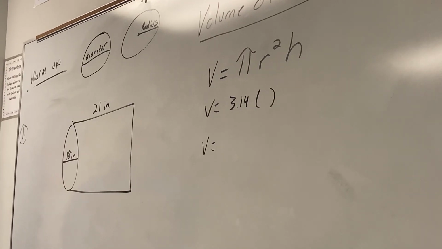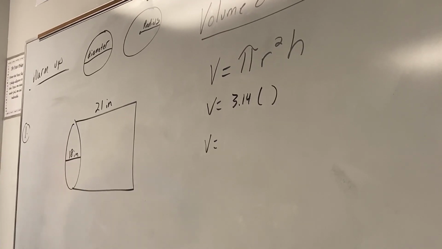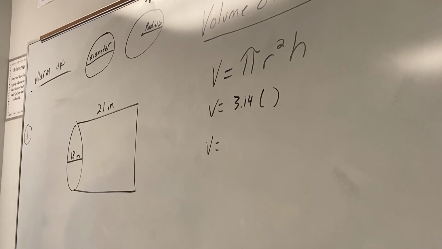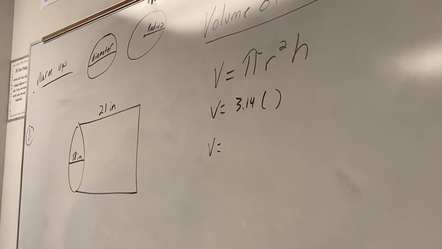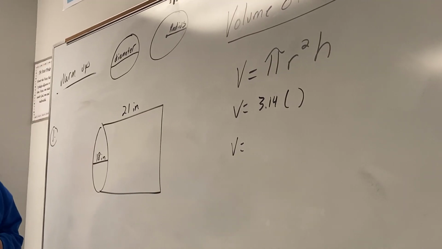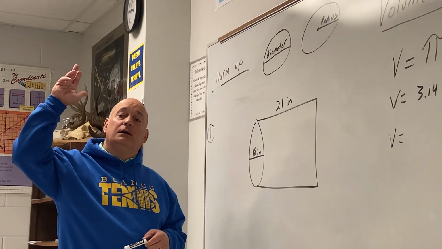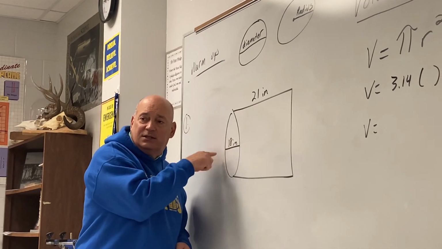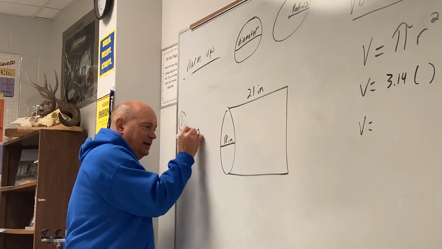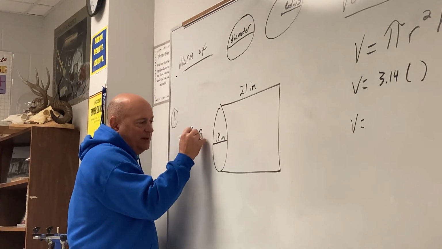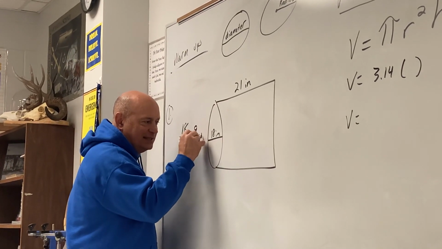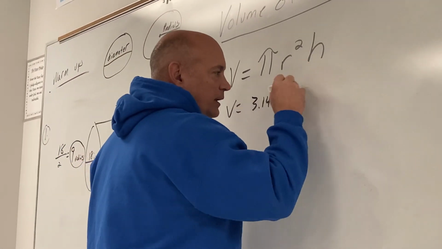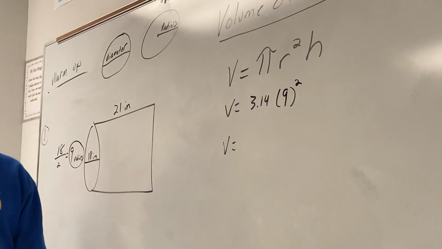18. 18? No? Oh. What do you think the radius would be then, Elijah? 9. He says 9. Raise your hand if you agree with 9. You should, because isn't the 18 going all the way across? Elijah did correctly. He picked up his calculator, divided 18 by 2. The radius is 9. So we're going to plug in 9 here. Good, Elijah. And then what's the height?